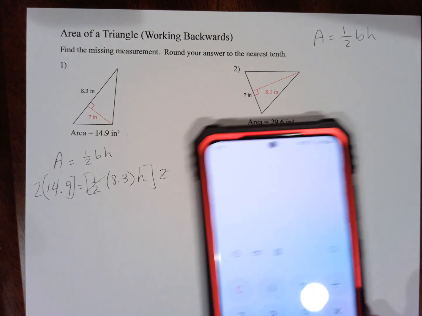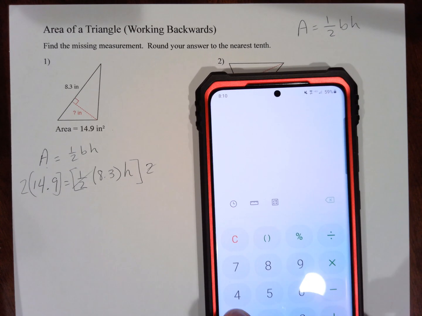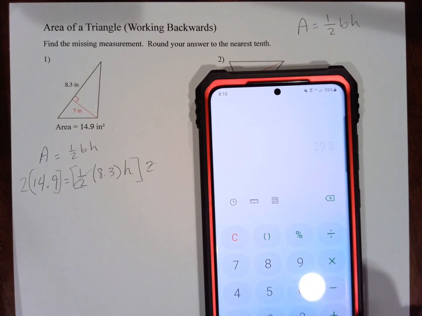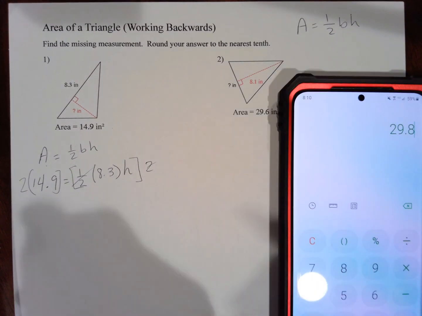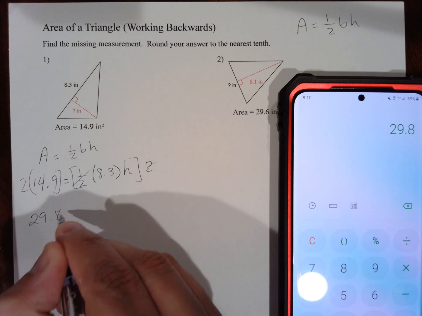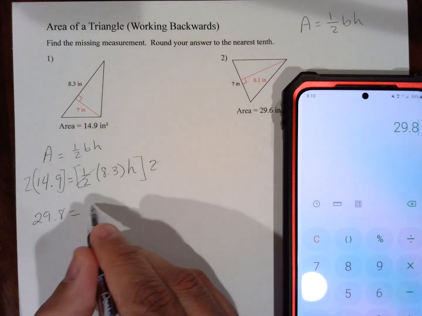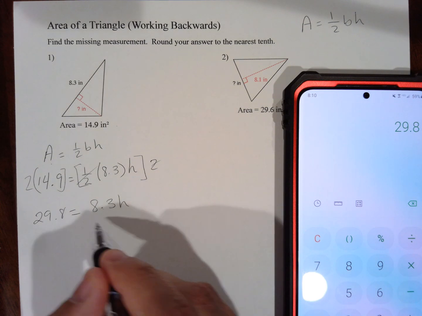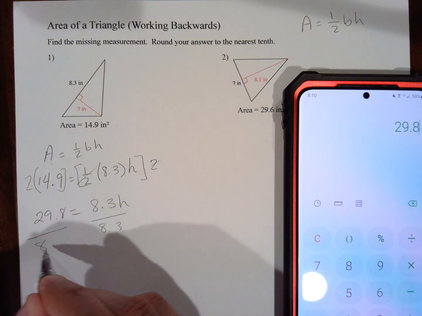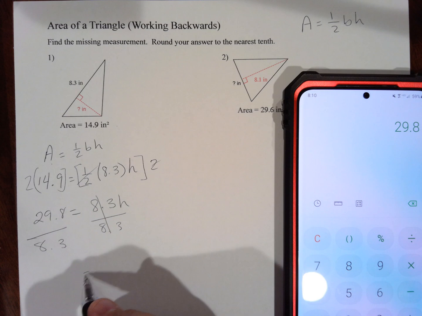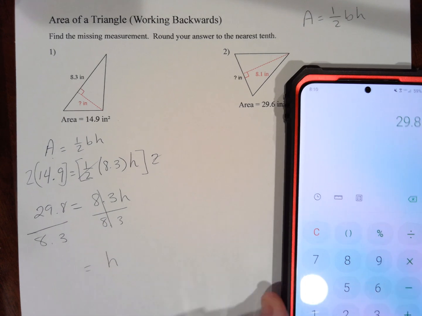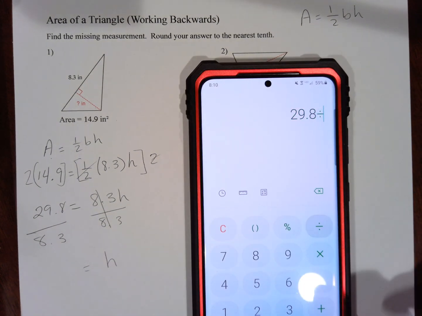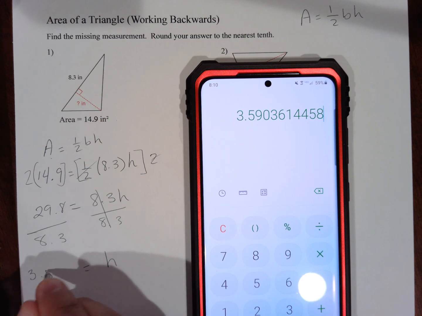Okay, I will put that into the calculator. We'll say 14.9 times 2, or you can do it in your head, that's 29.8. And 29.8 equals 8.3h. So then I just go ahead and divide by 8.3 on both sides. Okay, and I get h here. And then again, into the calculator, I can do 29.8 divided by 8.3, and I get this long decimal, 3.5903.